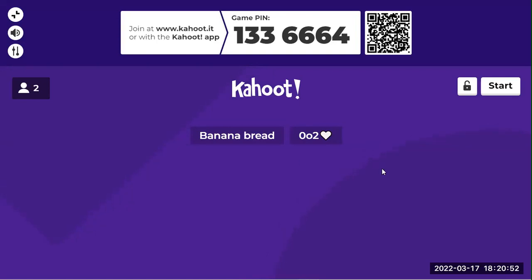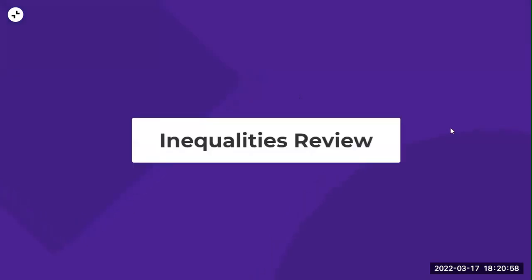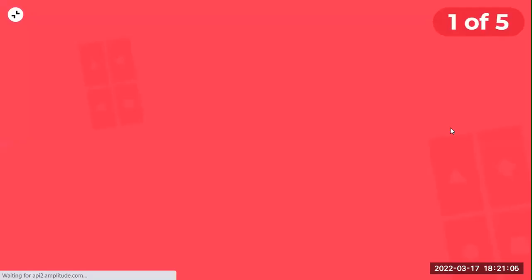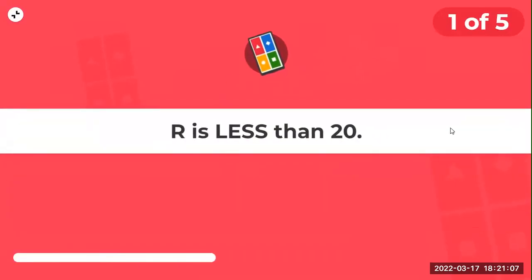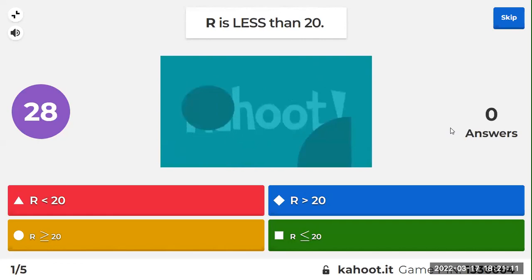So let's start the game. So this is just a brief review on inequality. So let's get started. So we need to write an expression for this. R is less than 20. So using inequality notation.